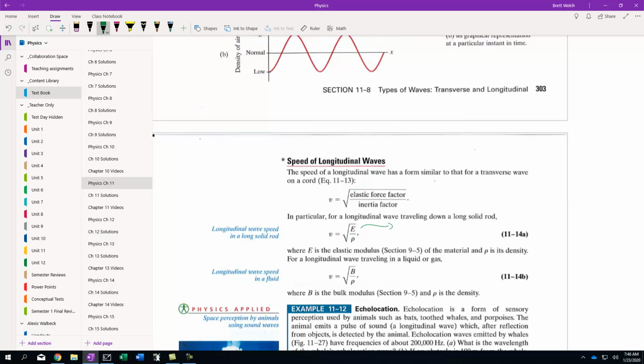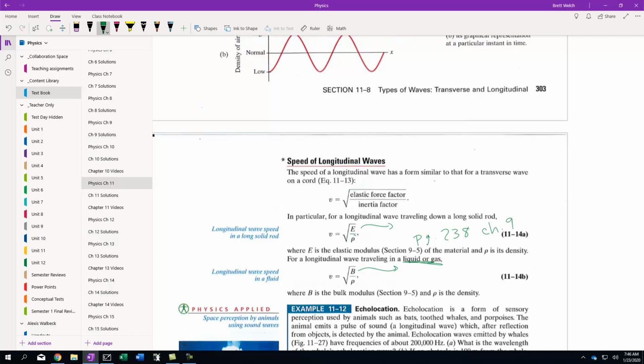If we're looking at E and B, those can be found on page 238, and that's in chapter 9. So if you're looking for that table with E and B, you want to say how fast does sound travel through water? Well, that would first off be a liquid or gas, so we'd use this formula with B instead of E, and we'd have to go to page 238 to find that.